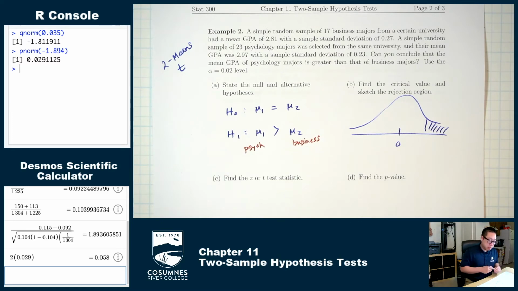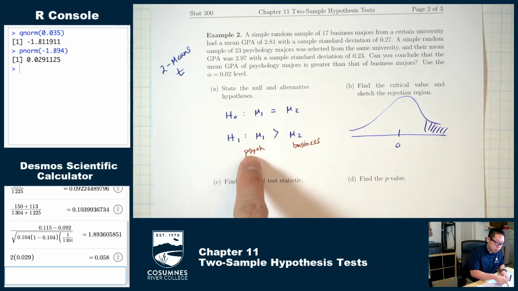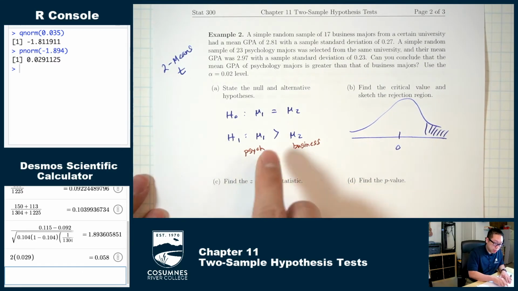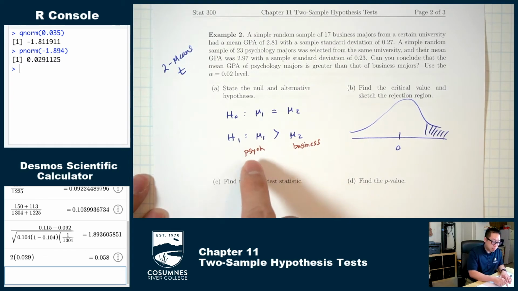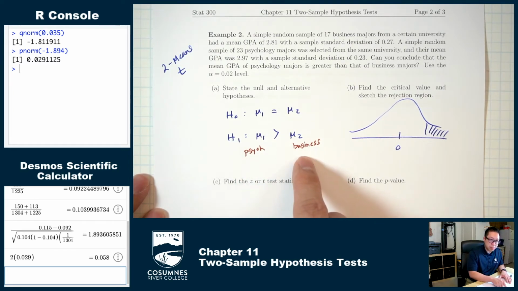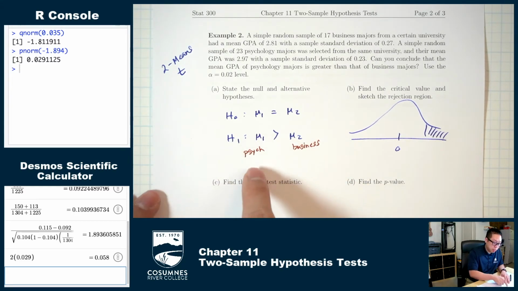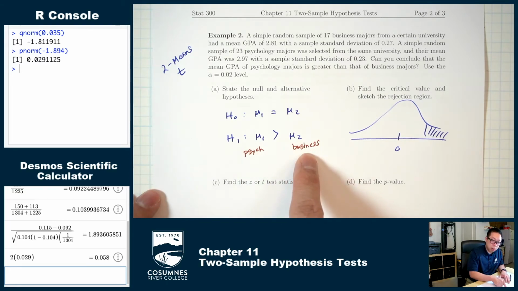I should actually back up here. You could go the other way, right? If you put business first and psychology second, that's fine. But then the sign would actually have to be less than, right? Because psychology greater than business is the same thing as saying business is less than psychology. So you could say 1s are your business and 2 are your psychology, but then you would have to put a less than here, which is fine.